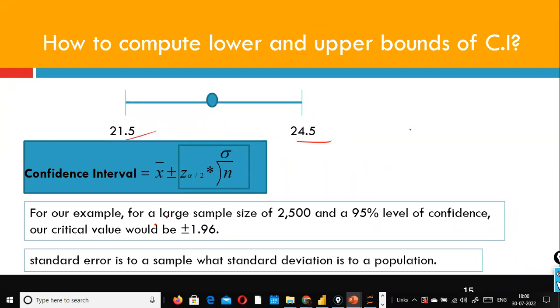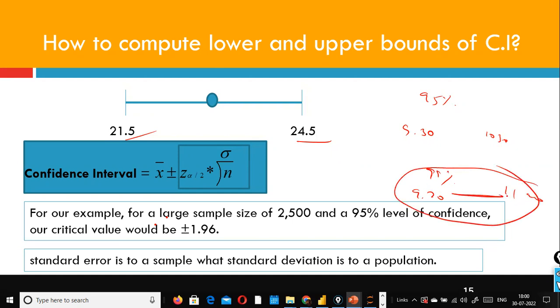See, simple here. 9:30 a.m. to 10:30 a.m., you are 95% confident. If he asks, can you tell me 99% confident? Obviously you will say 9:30 to 11, sir, I'm 99% confident. The interval range varies. The interval range is wide here as you increase the confidence level.